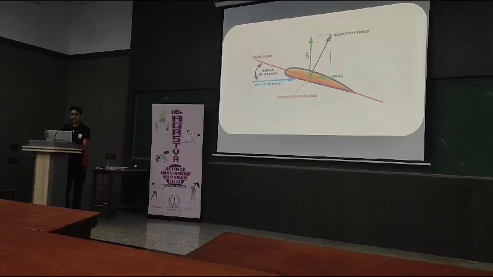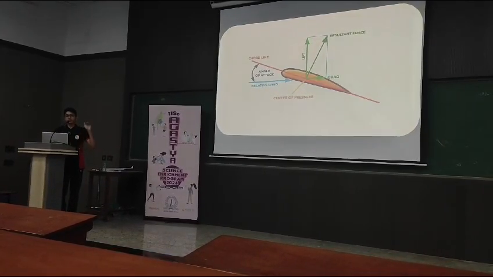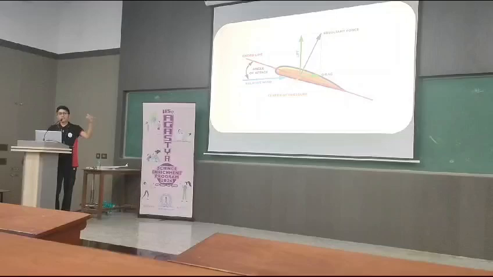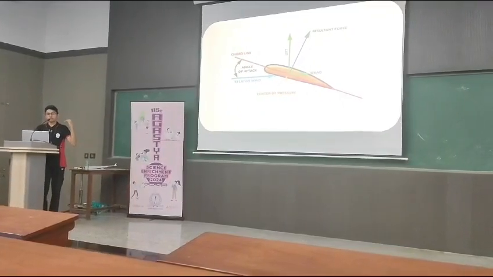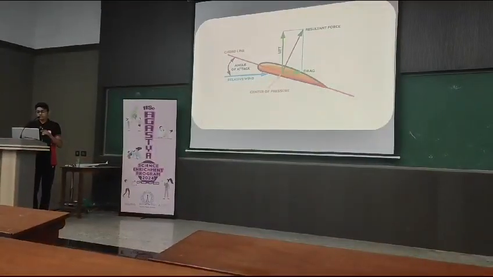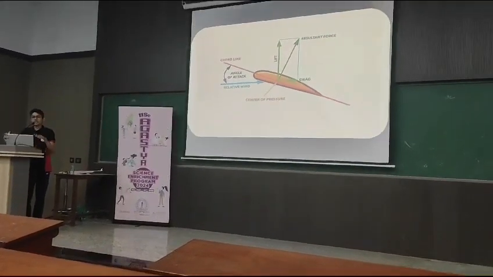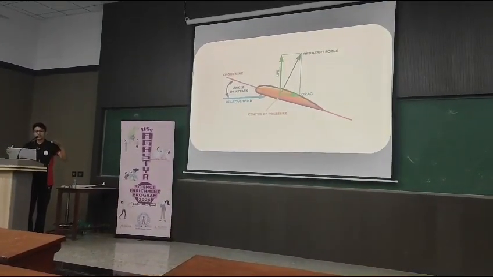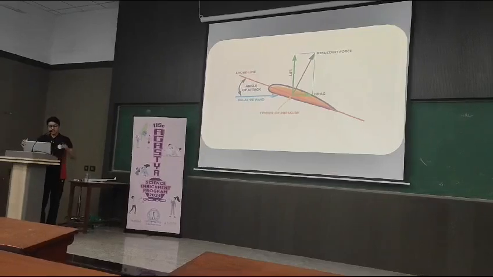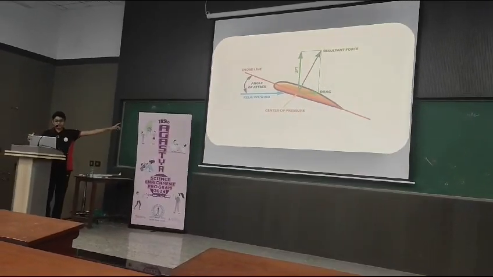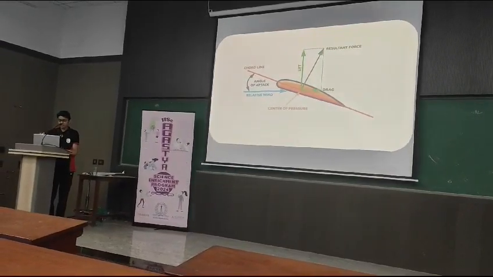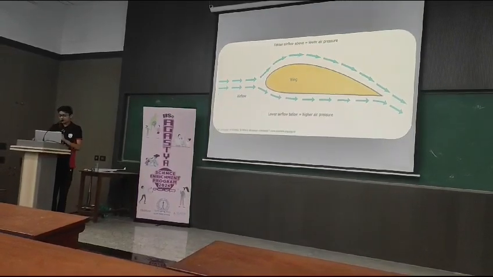You can see the relative wind. When the aircraft moves forward, the air comes perpendicular to the airplane. But the wings are not attached perpendicular to the wind. They are attached at a specific angle, that's called the angle of attack. You can see there.